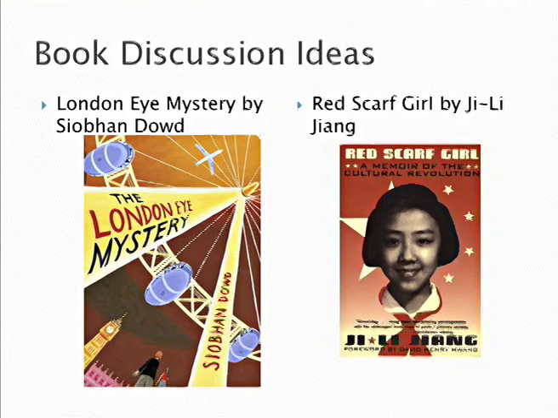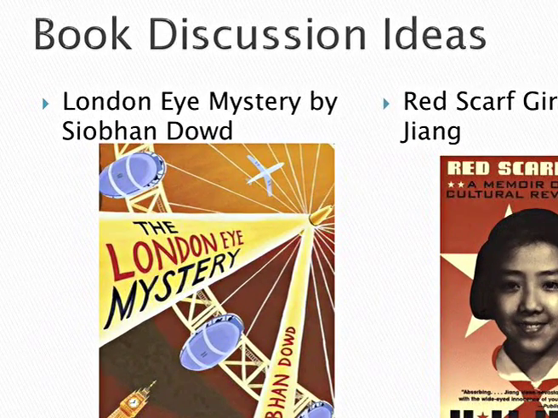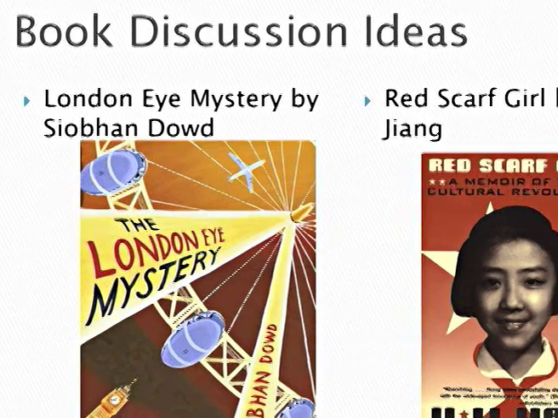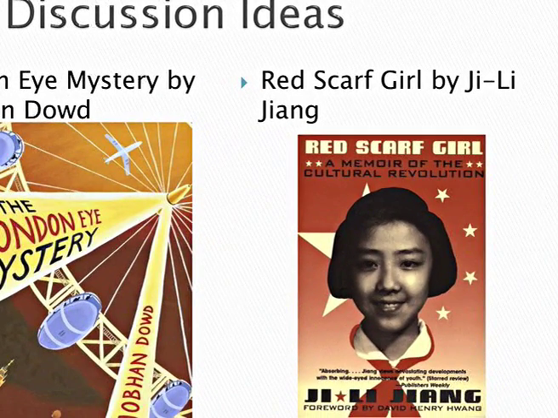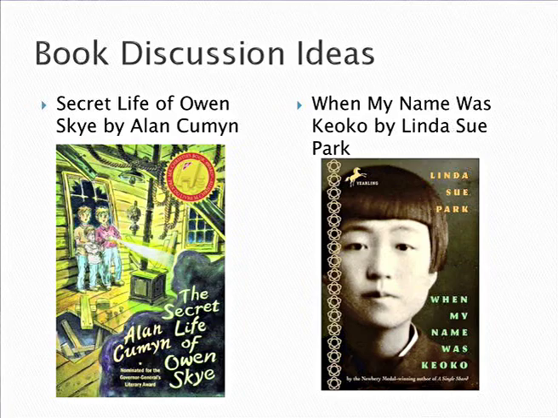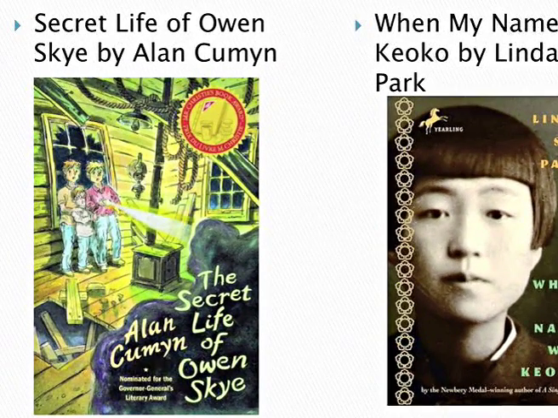For England, we did The London Eye Mystery, which is a great book if you haven't read it. And we found a map of London and found all kinds of different crafts. I mean, all the different spots in the story that happen, we found them on the map. Red Scarf Girl. I like to do a nonfiction book now and then for the book discussion groups, not just novels. Canada. The Secret Life of Owen Skye is a funny book, and it's amazing how little all of us, kids included, know about Canada.